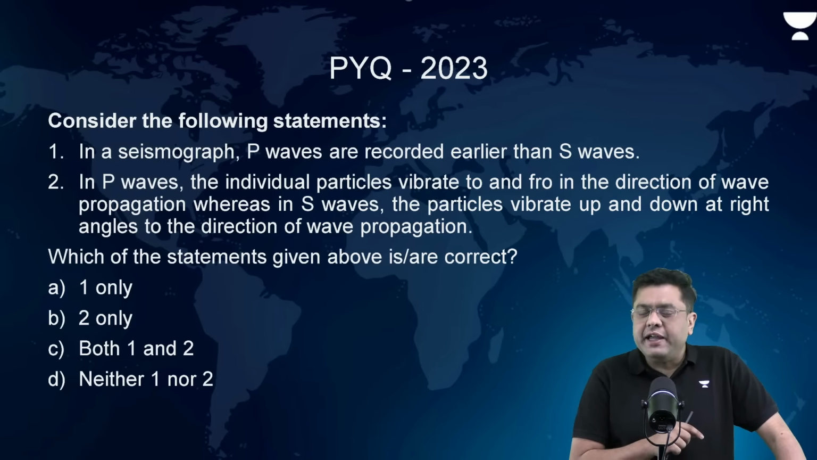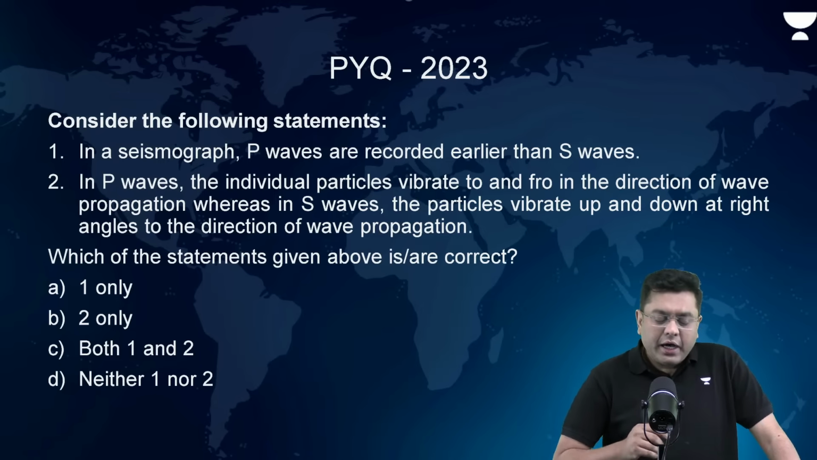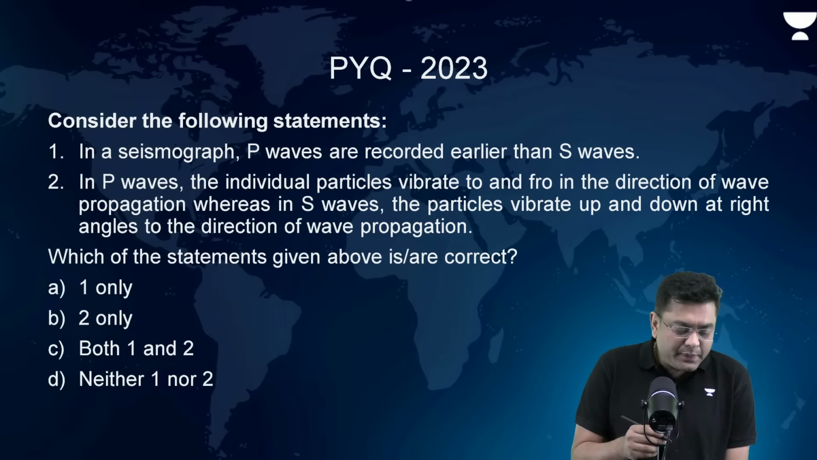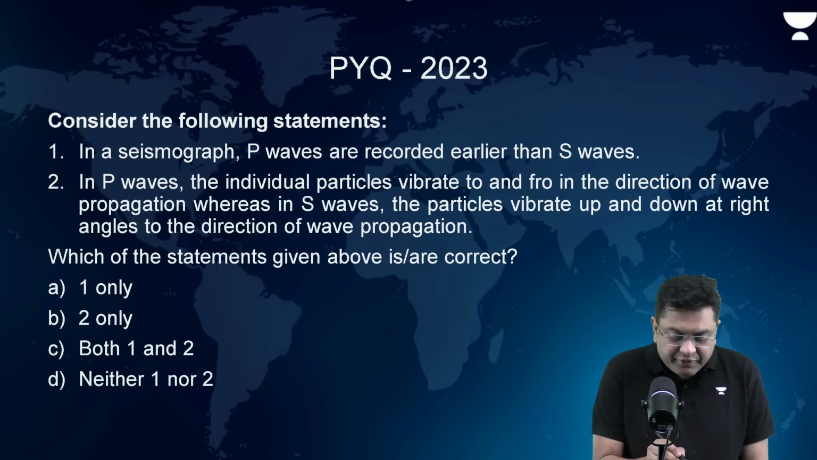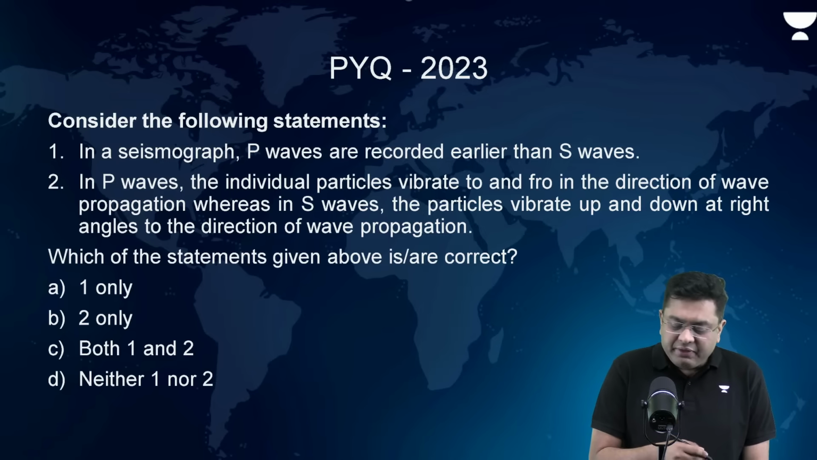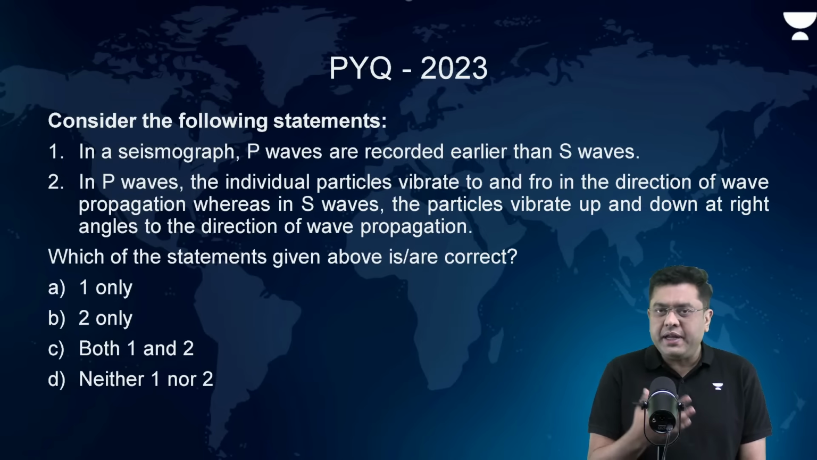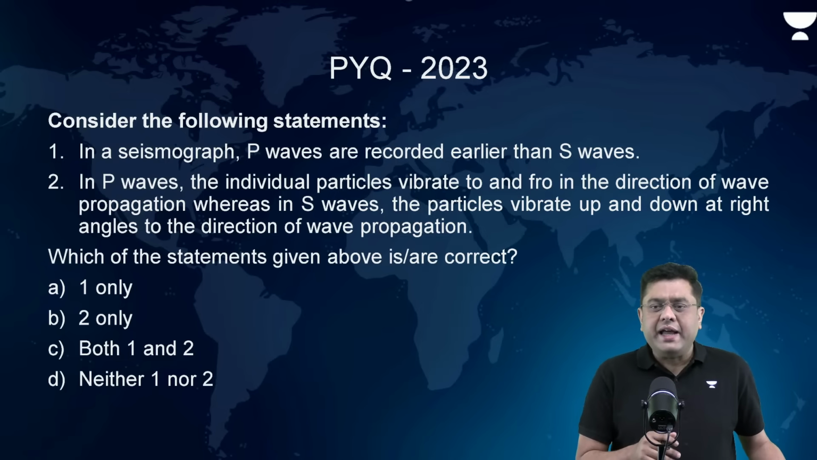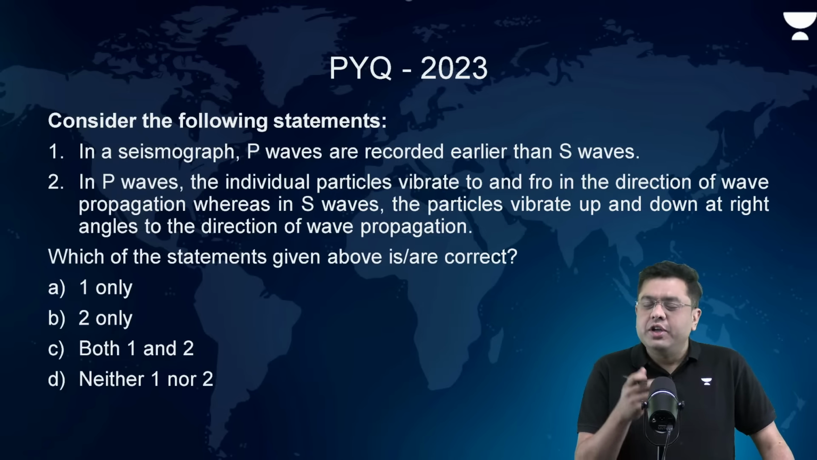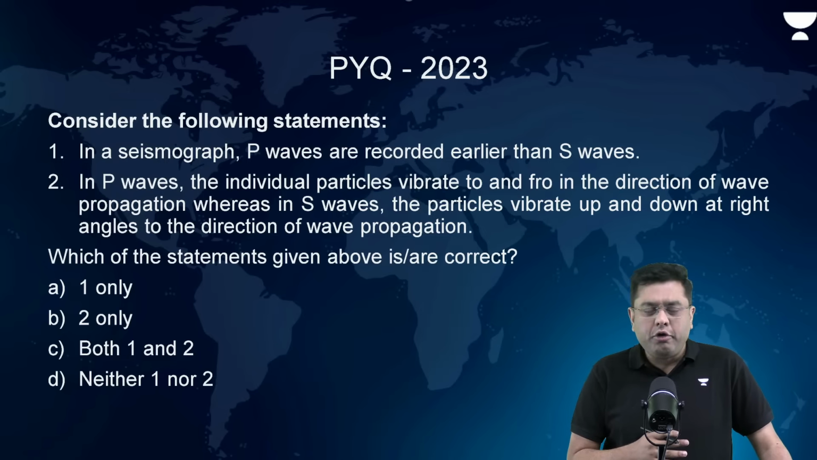So, this is the PYQ of 2023 associated with the seismic waves. Consider the following statement. In a seismograph, P waves are recorded earlier than S waves. In P waves, the individual particles vibrate, so and so. We will take a look at it at the end of the topic, and let's judge whether we are able to solve this or not.